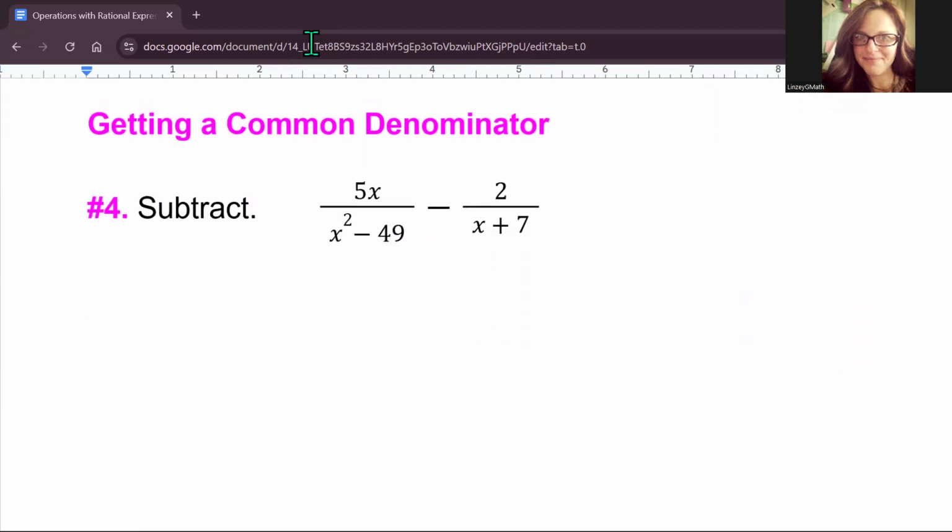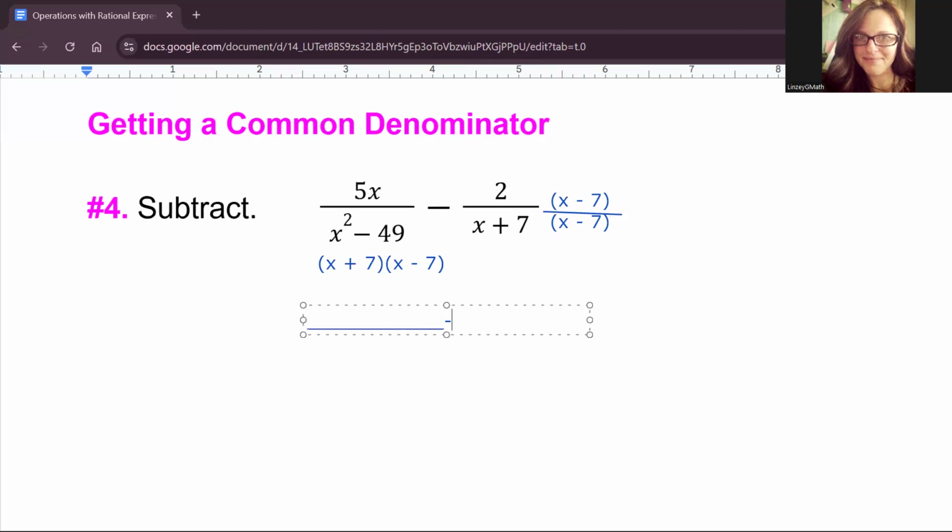Getting a common denominator with subtraction and factoring. So let's factor this difference of squares, x plus 7, x minus 7. And now we see that the second fraction, we could multiply by x minus 7 on the top and the bottom, and this will give us a common denominator. Multiply top and bottom, x minus 7.